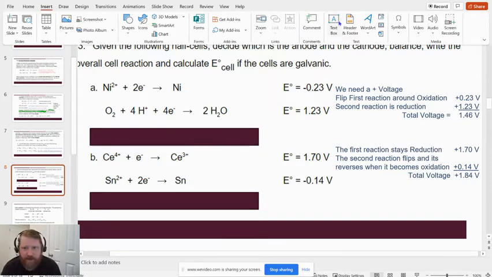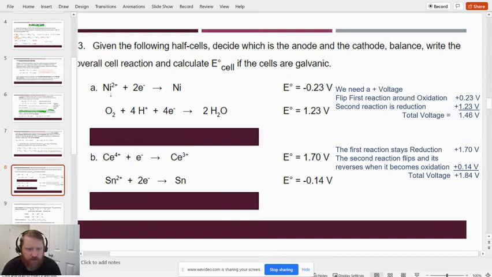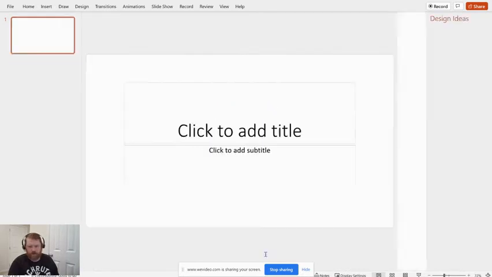However, I forgot to write the flipped version of this, didn't I? I did. Let me write that. So it would be, oh, the electrons aren't equal either. I can't gain 4 electrons if I'm losing 2 electrons. So I need to double that first reaction.